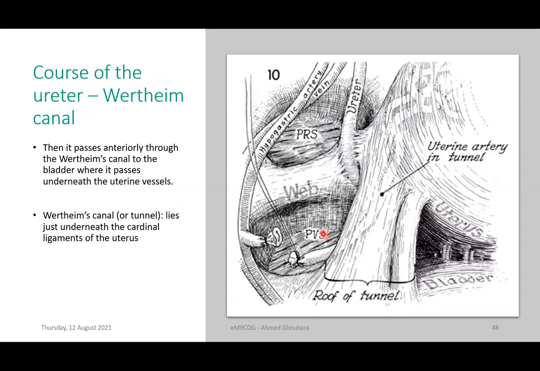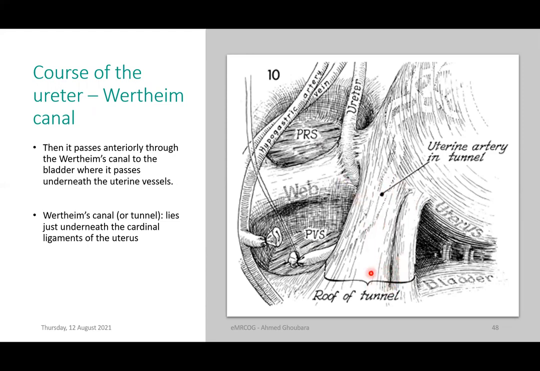Okay, so Wertheim canal. So course of the ureter in the Wertheim canal. It passes. So this is the ureter, as you can see. This is the uterine artery. Okay, this is the internal iliac artery, and this is the uterine artery. This is the ureter. Okay, and this is the uterine artery in the tunnel. This little one here is the cardinal ligament. This is the pelvis picture, deep inside the pelvis, and this ligament here is the lateral ligament of the uterus, the cardinal ligament.